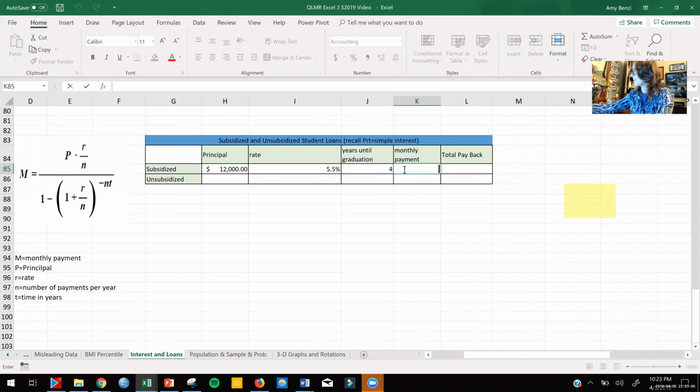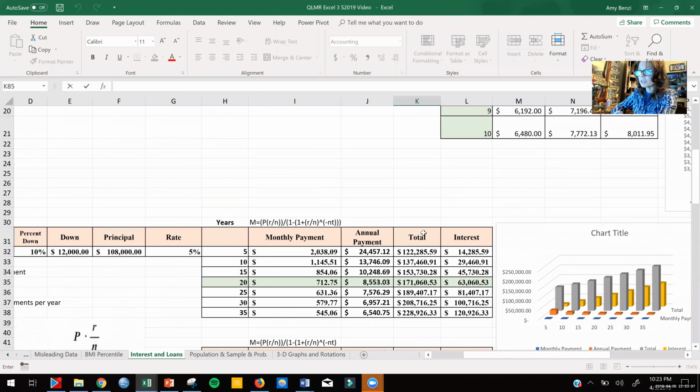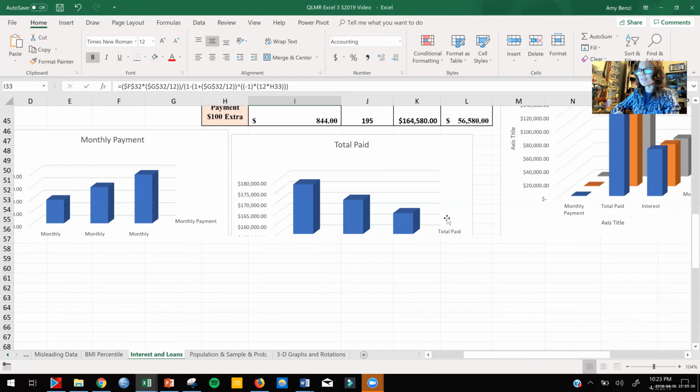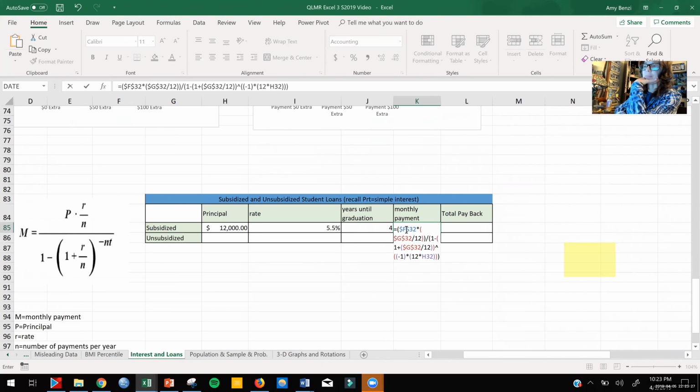All right, our total monthly payments for this loan. Well, our monthly payments use the exact same formula that we used above. So I am going to work smart, not hard. I just went up and copied my formula. It's all ready now. All I have to do is click on the different values.